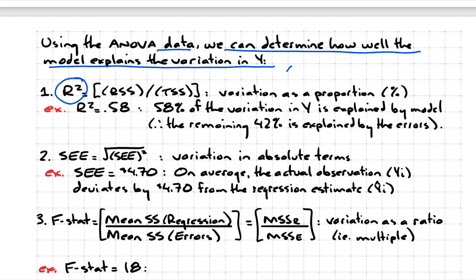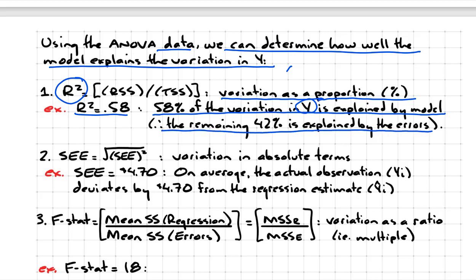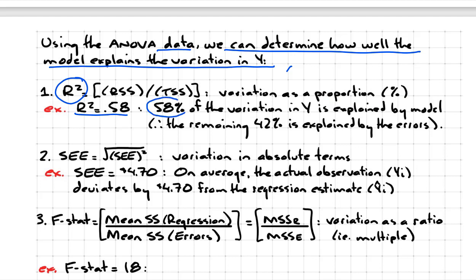So the first thing we want to get from the ANOVA table is the R squared. And as we saw from a previous module, R squared is the variation of the dependent variable that's explained by the model. So this looks at variation as a percentage. So for example, if R squared is 0.58, that would mean 58% of the variation in the dependent variable is explained by the model. And therefore the remaining 42% would be explained by the errors. So of course, ladies and gentlemen, we want a higher proportion of the variation in y being explained by the model and less being explained by the errors.